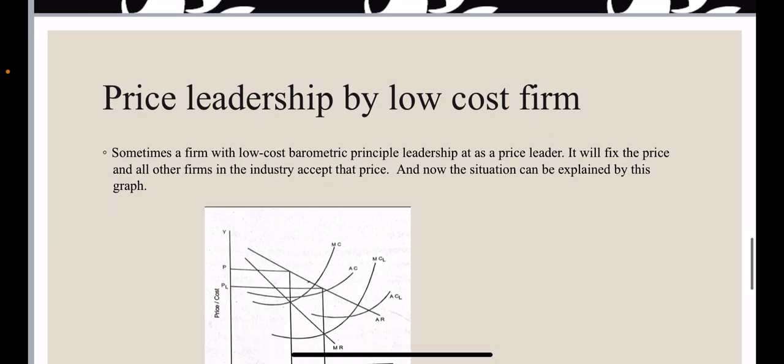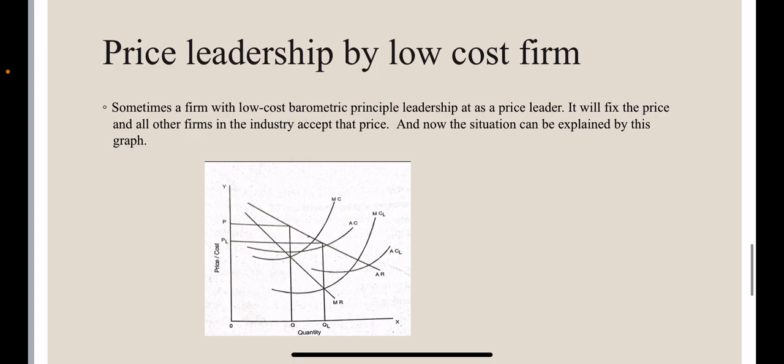So let's see what that is. Price leadership by low cost firm. Sometimes a firm with low cost becomes the barometric principle leader as a price leader. It will fix the price and all the other firms in the industry accept that price. Now the situation can be explained by this graph.